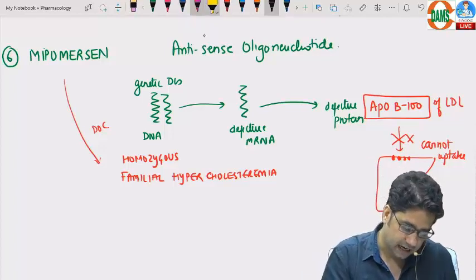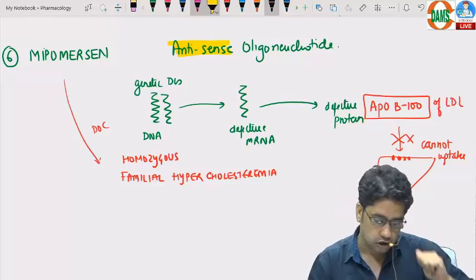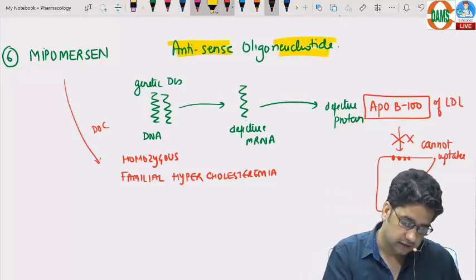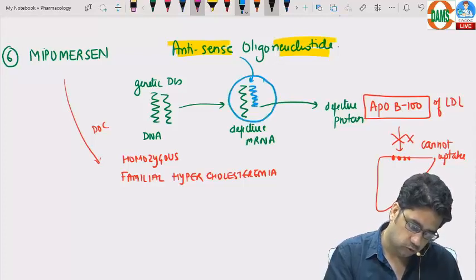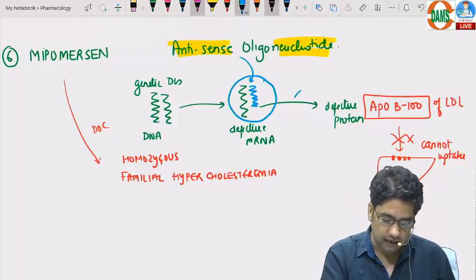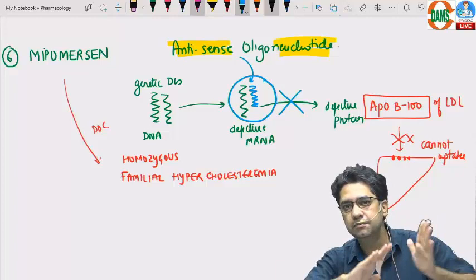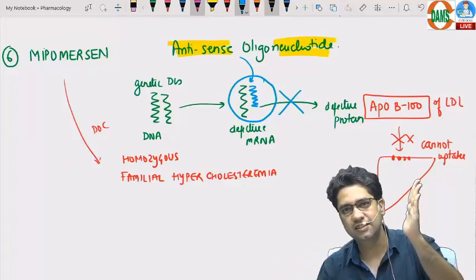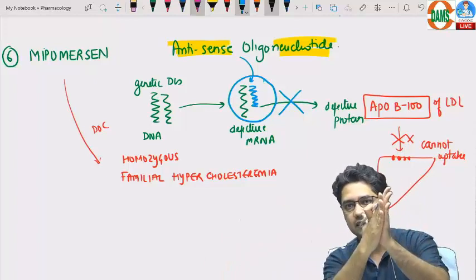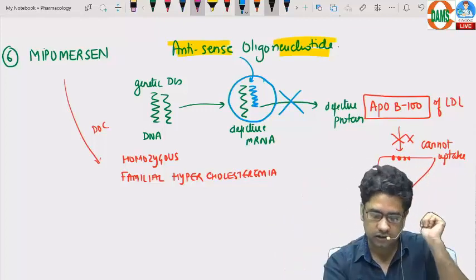See this diagram. Antisense. Antisense means opposite. This drug will come and bind to mRNA, and it will inhibit formation of protein. So antisense means opposite strand of mRNA. Normal strand is sense strand. Antisense will inhibit translation of mRNA. Protein production will decrease.